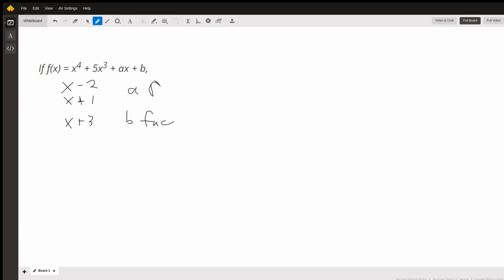I'll do synthetic division, and I'm just going to write the coefficients. The coefficient of x to the fourth is 1. 5 is the coefficient of x cubed. There is no x squared term, so its coefficient is 0. Got to make sure to write that one down, keep all the places. And then a is the coefficient of x, and b is the constant. I'm doing synthetic division, not polynomial long division, by x minus 2.